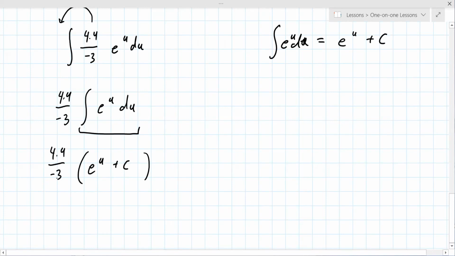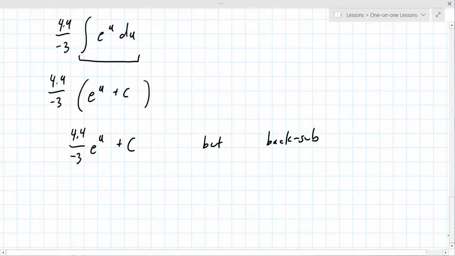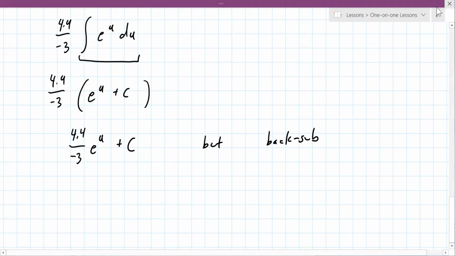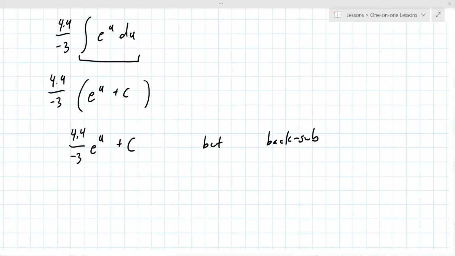And as your answer showed, you can actually leave it in that sort of unsimplified form, but you have to back substitute. This is very important because it's easy to not remember to do this because you've gone down all these steps and you're like, wait, what was my u again? So you have to make sure that your answer is in terms of x, not u.